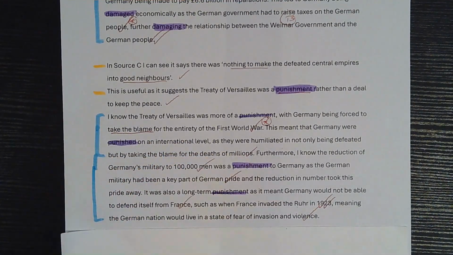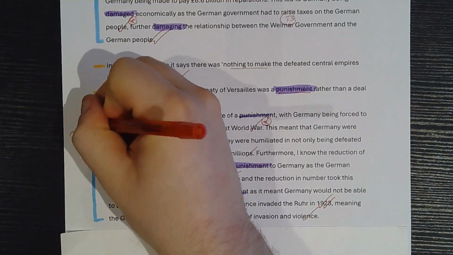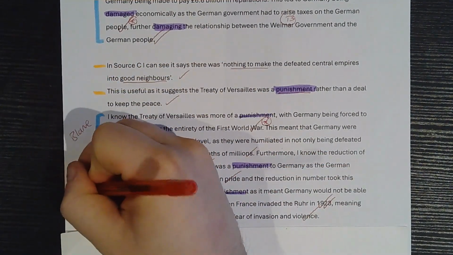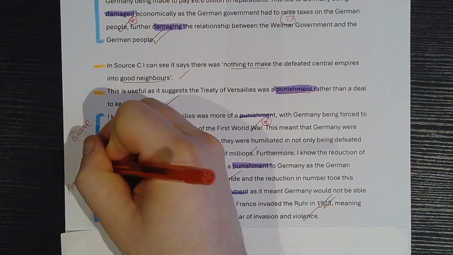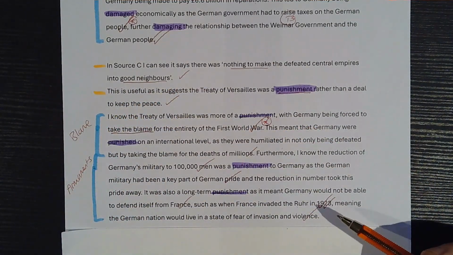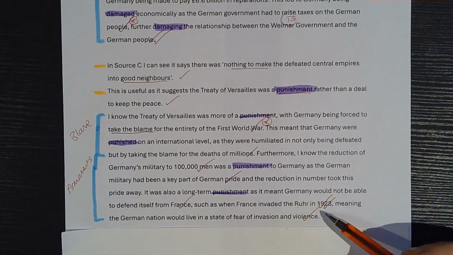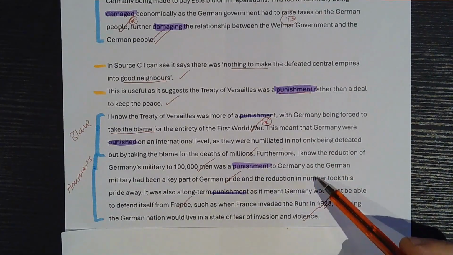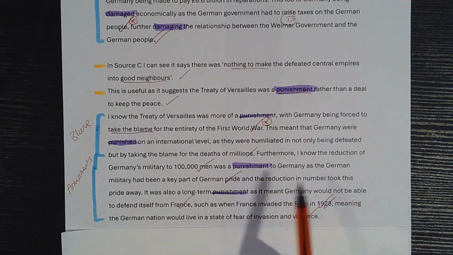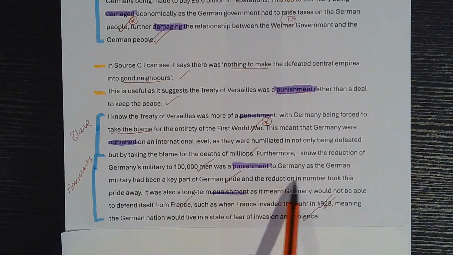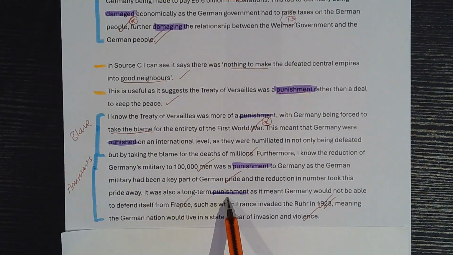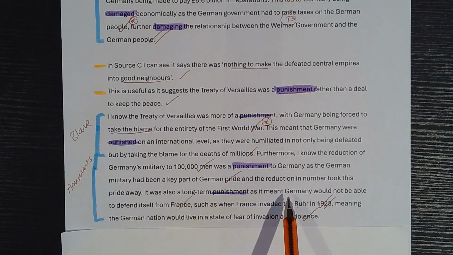all this own knowledge. So the first piece of own knowledge is about blame. The second piece of own knowledge is about the armament, the military, and the impact of that. And you can see the specific detail running through. And I could have stopped here and said, and the reduction in number took the pride away. But I didn't. I talked about another type of punishment, as it meant Germany was not able to defend itself from France. Okay, I could have stopped there, but I didn't.